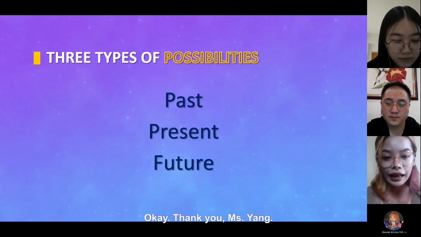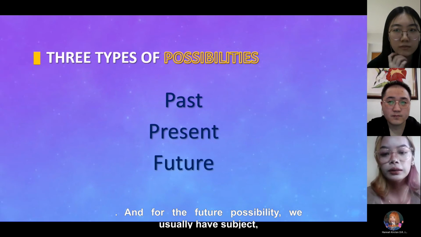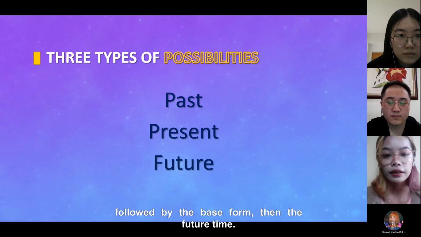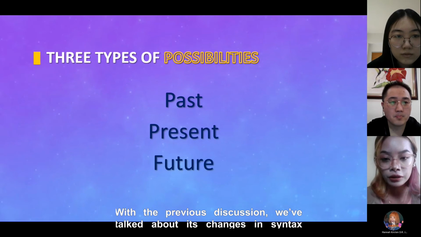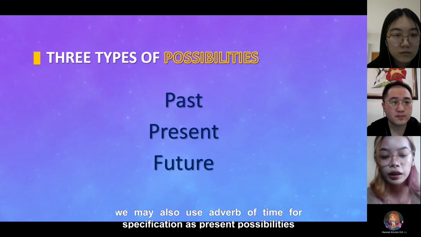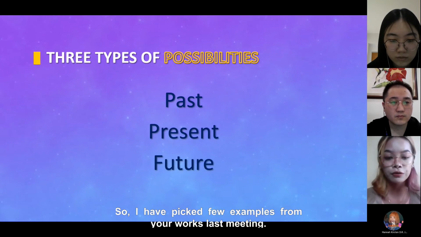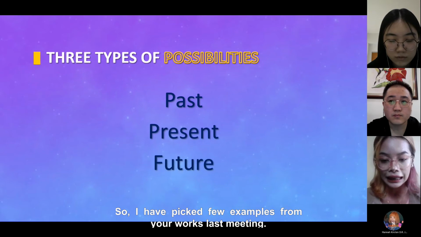Okay, thank you, Miss Yang. And for the future possibility, we usually have subject, followed by the modal verb and base form, then the future time. With the previous discussion, we've talked about its changes in syntax structure. We may also use adverbs of time for specification, as present possibilities and future possibilities are confusing. So I have picked a few examples from your work last meeting.